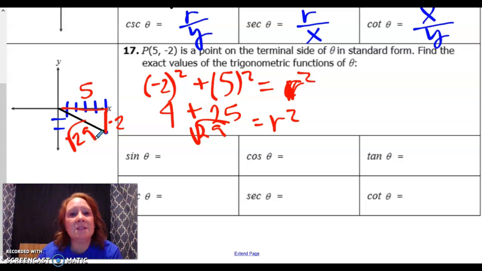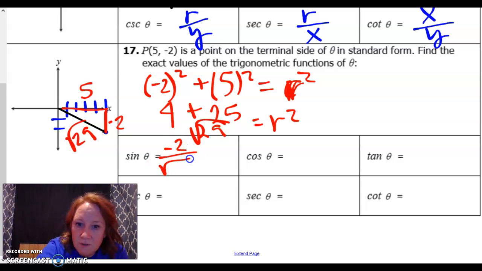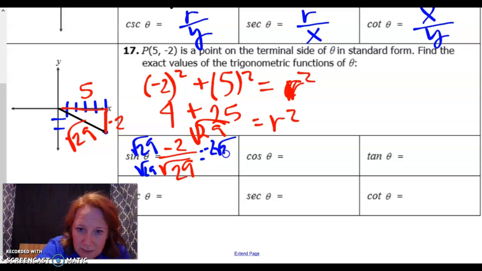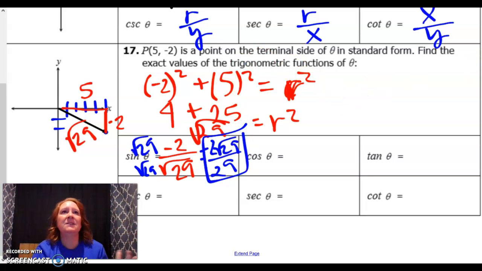Now sine theta is going to be opposite, negative 2, over square root of 29. But remember how the square root of 29 can't be on the bottom? So I multiply by square root of 29 over square root of 29, and I get negative 2 square root of 29 over 29. And you're like, that is so gross. And the answer is, yes, it's so gross. But we don't really care about that; we care about the concepts and how you're doing it. Make sure I put a negative on there. I did, we just can't see it very well. The sign is super important.